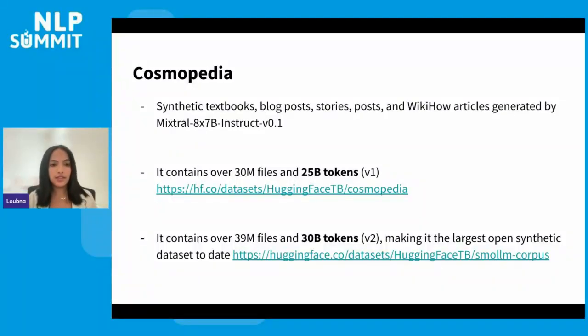It's a synthetic dataset that has textbooks, blog posts, stories, and posts from forums and WikiHow articles that are all synthetic, generated by Mixtral 8x7b Instruct. So it has an Apache 2 license. It has almost 25 billion tokens in the V1, and we recently released version 2, which has higher quality samples and also is larger. It has 30 billion tokens. It is part of our SmolLM corpus.